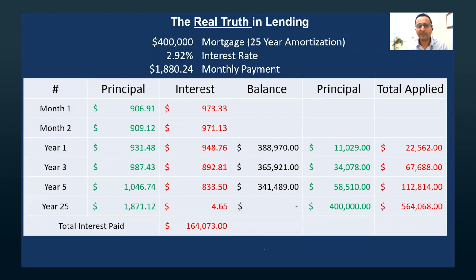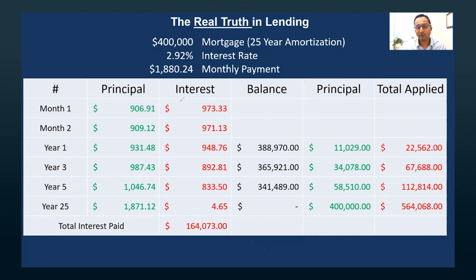Now, the monthly payment, which in this case is $1,880 per month, is a combination of principal and interest. In the first month, you can see the principal paid is $906.91, and the interest we pay on that monthly payment is $973.33. You add the first month principal to the interest, and that is $1,880 per month.